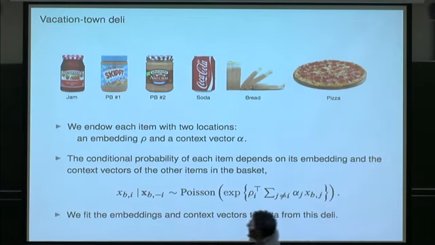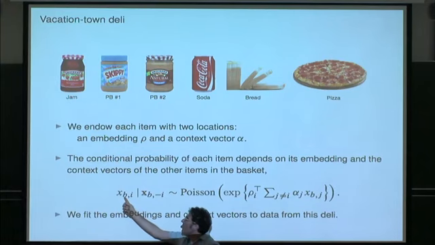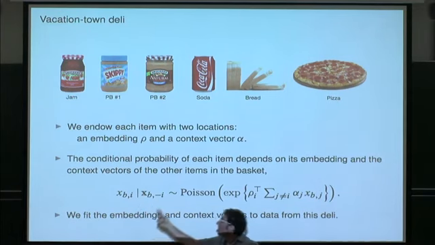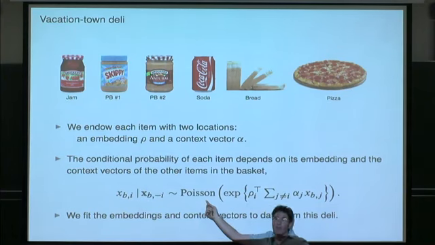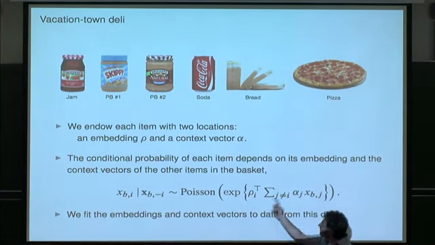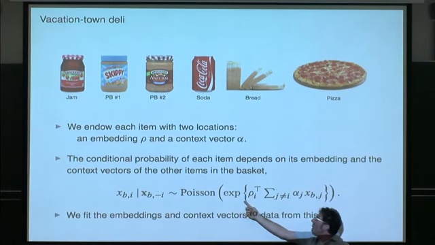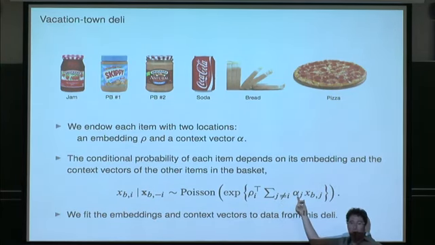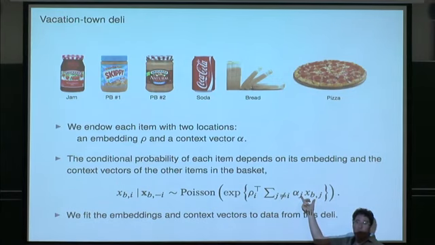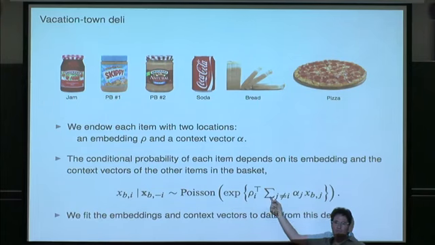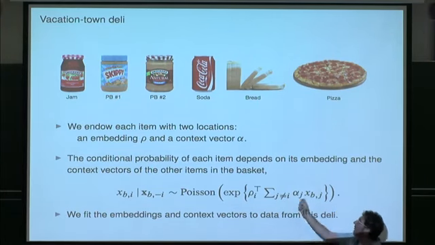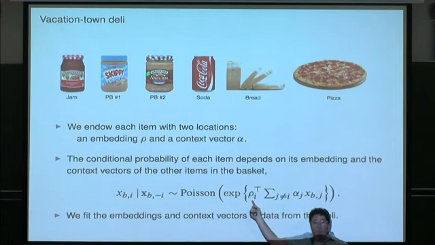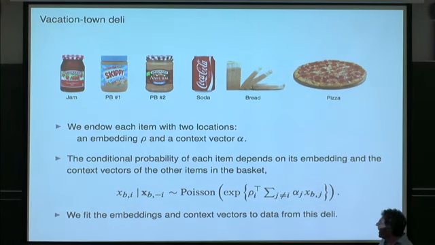And the distribution of whether or not you bought jam, given all the other things that you bought in that basket, is going to come from, in this case, a Poisson, in general an exponential family. And its parameter is going to be the exponentiated dot product of the embedding of the item and the sum of the context embeddings of the other items in the basket. And sometimes we can average this over the dimension or whatever, but this is the idea. You take what we're conditioning on, we use the context vectors, and what we're modeling, we use the embedding. Okay?